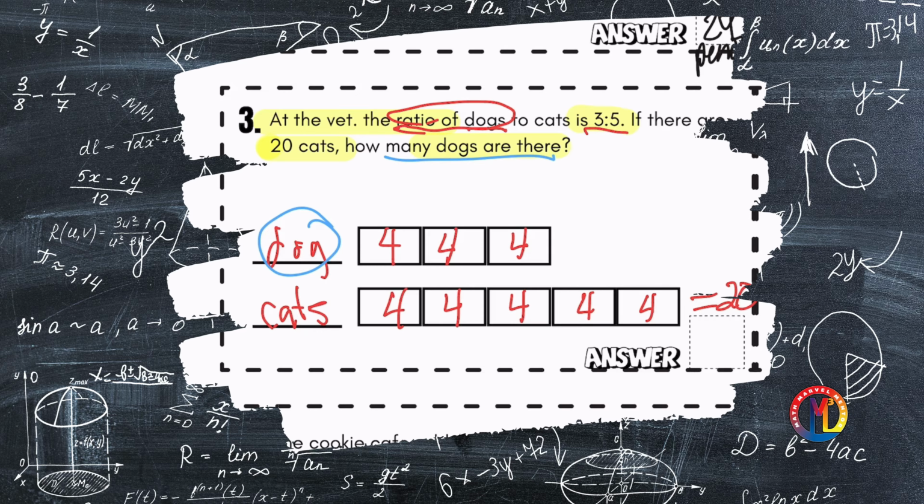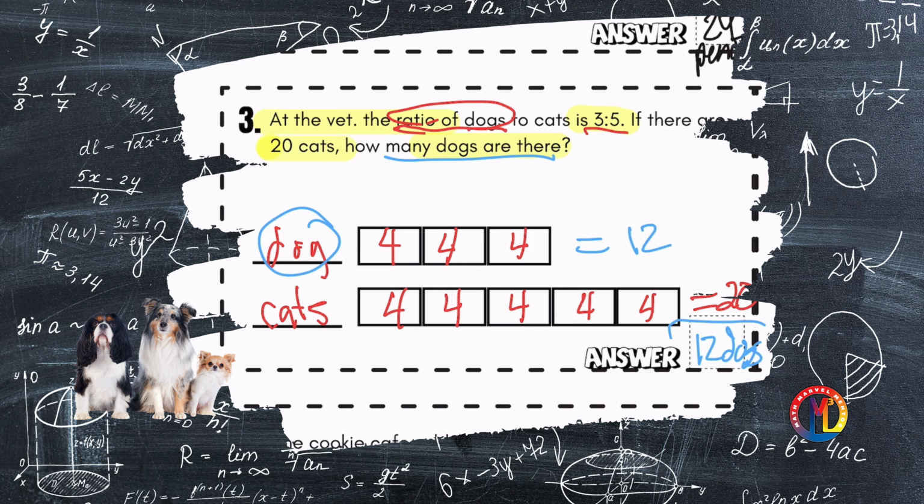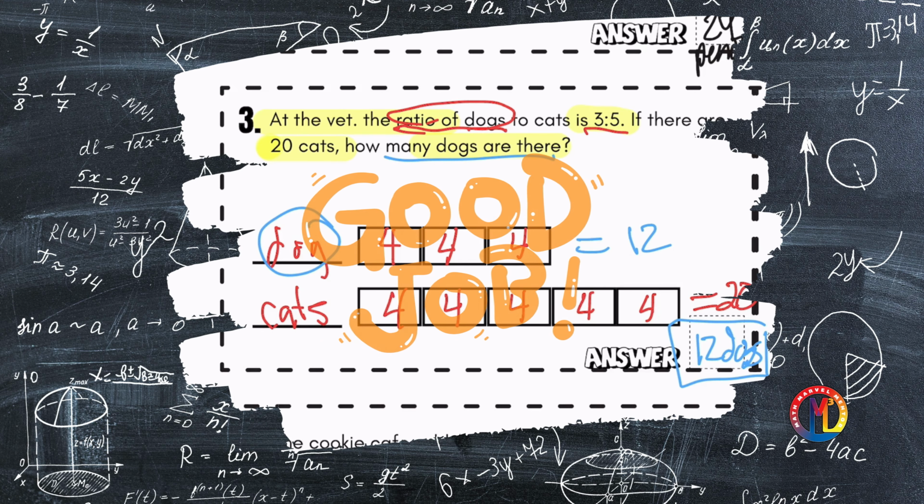So 4 plus 4 is 8, plus 4 more equals 12, or 3 times 4 is 12. So my answer is 12 dogs. If there's 20 cats, there's 12 dogs. Good job.